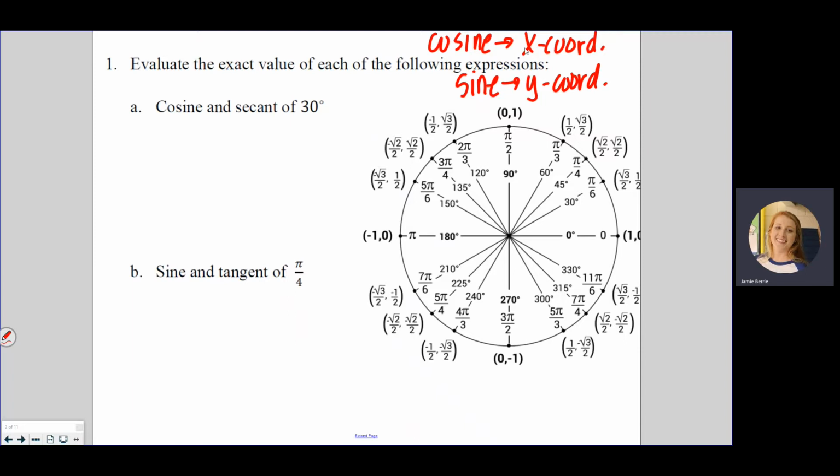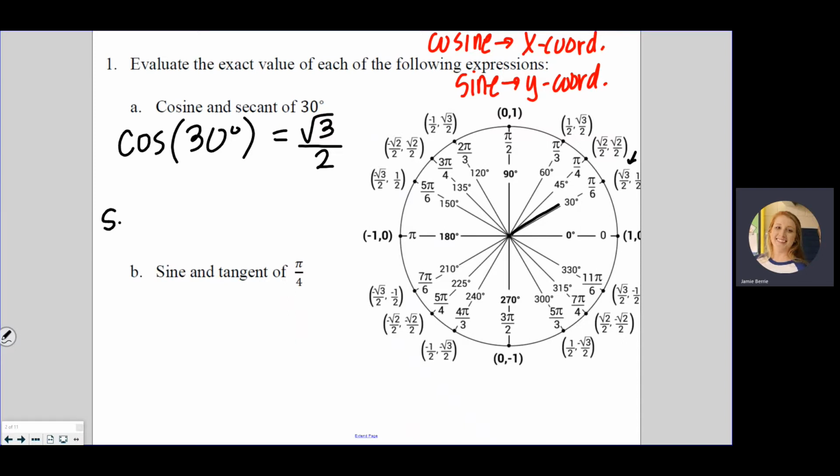So for example, on part A here, it says evaluate cosine of 30 degrees. We would write that as cosine, abbreviated COS, cosine of 30 degrees. So you would go to the angle 30 degrees and identify the x coordinate at that angle. So go over here to 30 degrees, right here. X coordinate is square root of 3 over 2. So cosine of 30 degrees is square root of 3 over 2. Whenever you see something like cosine of 30 degrees, you want to think x coordinate at 30 degrees.